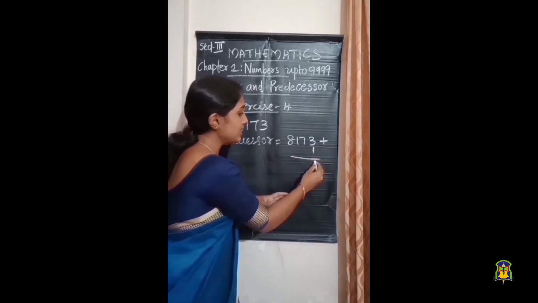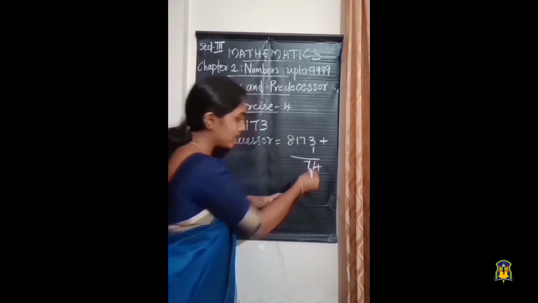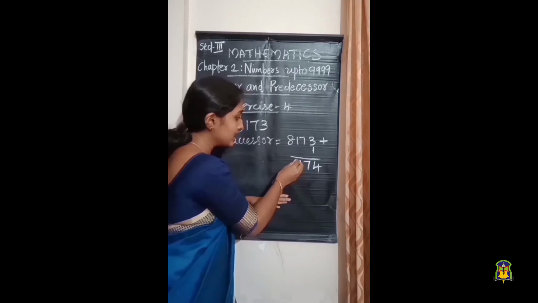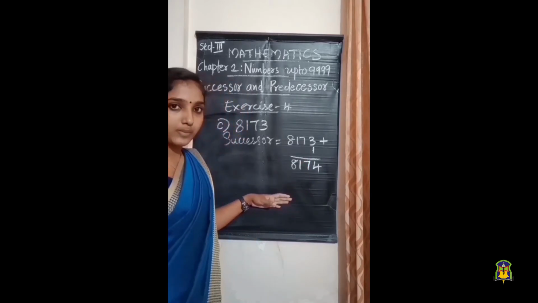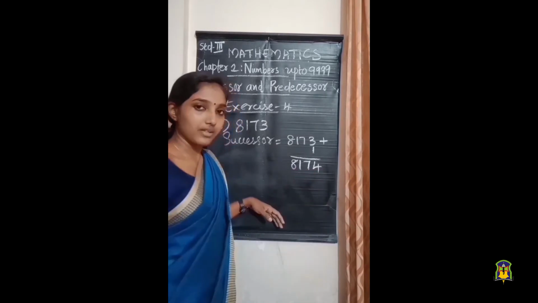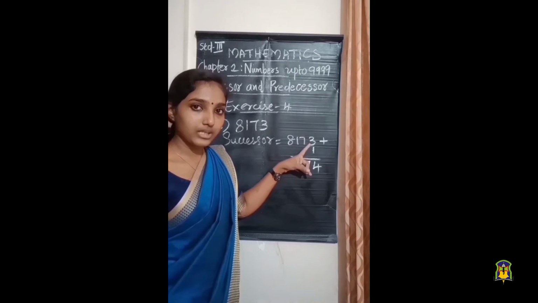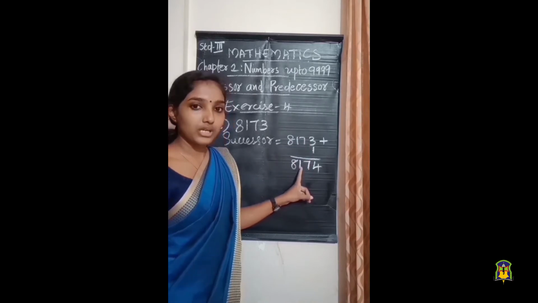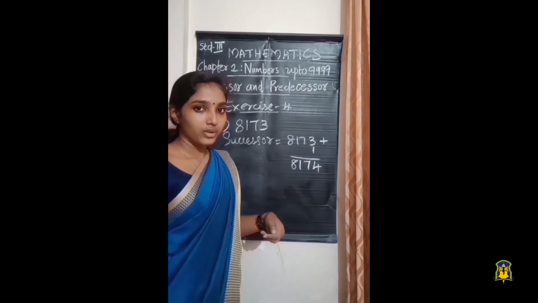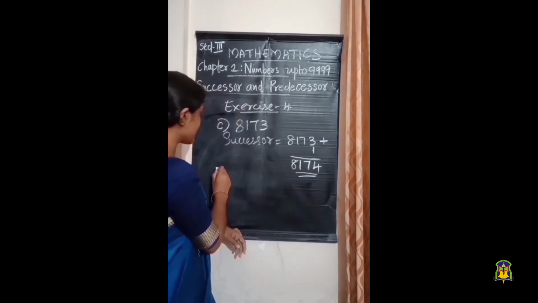3 plus 1 will be 4. And then 7, 1, 8 in thousands place. So, the number is 8174. So, the successor of 8173 is 8174.